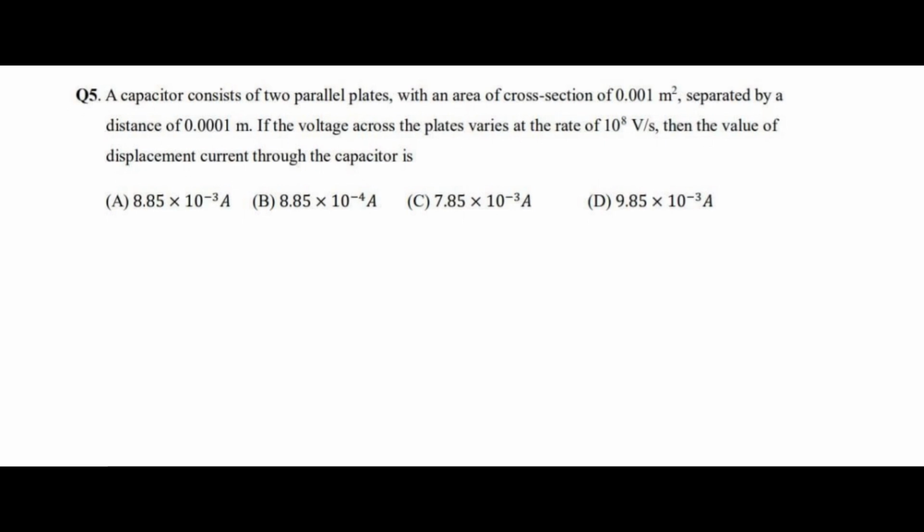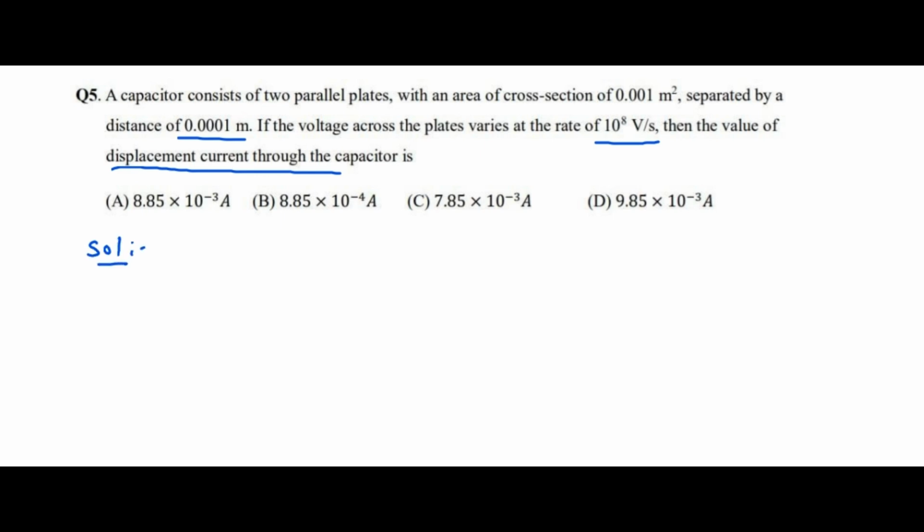Fifth one. A capacitor consists of two parallel plates with an area of cross section of 0.001 meter square, separated by a distance of 0.0001 meter. If the voltage across the plates varies at the rate of 10 power 8 volt per second, then the value of displacement current is.